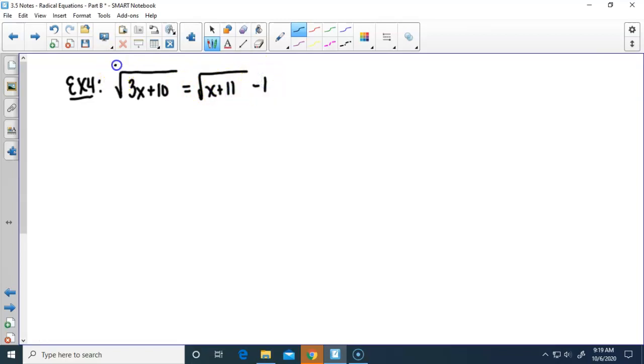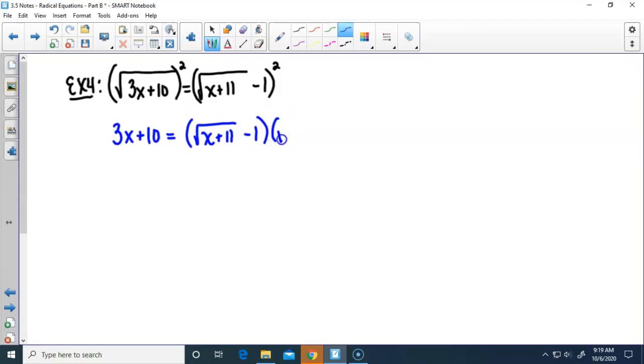And so we're going to square both sides here. And whenever we do that, we're going to get on the left-hand side 3x plus 10. On the right-hand side, we've got to write this twice: square root of x plus 11 minus 1 times the square root of x plus 11 minus 1. And we are going to distribute here. So square root of x plus 11 times the square root of x plus 11 just equals x plus 11.